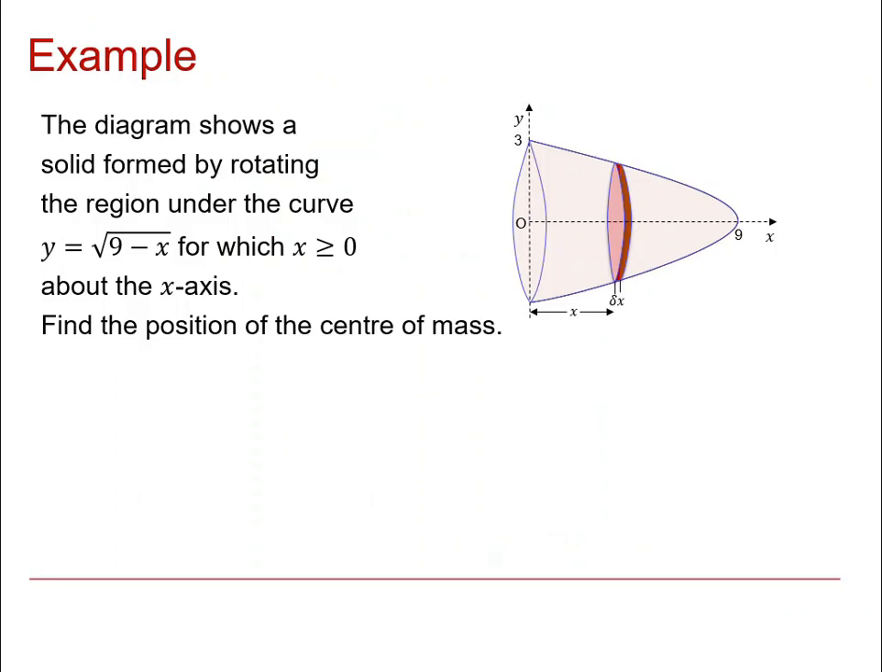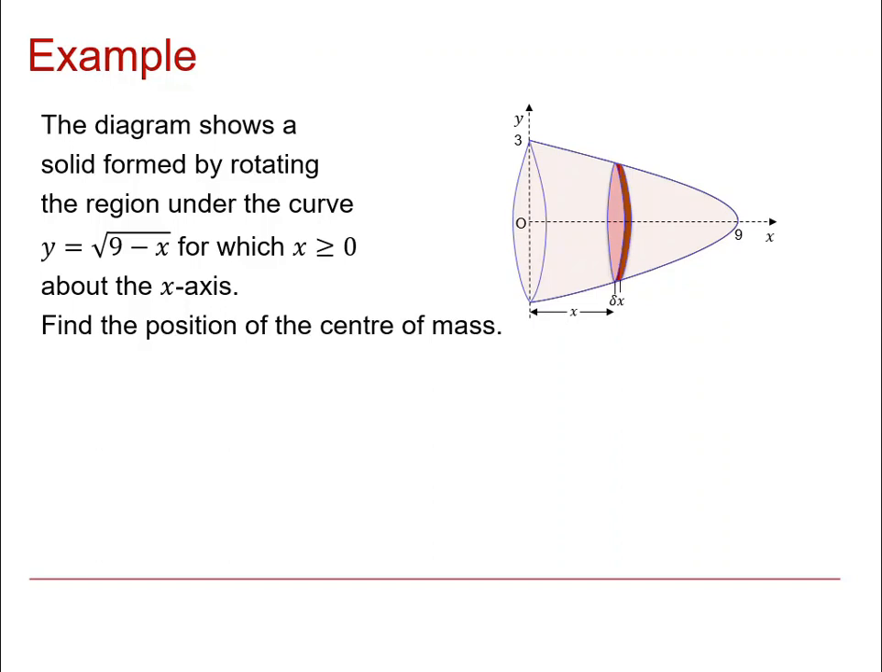Let's begin right away with the problem. We've got here a curve y equals root 9 minus x. The shape of the curve's here, and that's rotated about the x-axis to give a solid of revolution. Now, assuming that that's of uniform density, we want to find the position of the centre of mass.